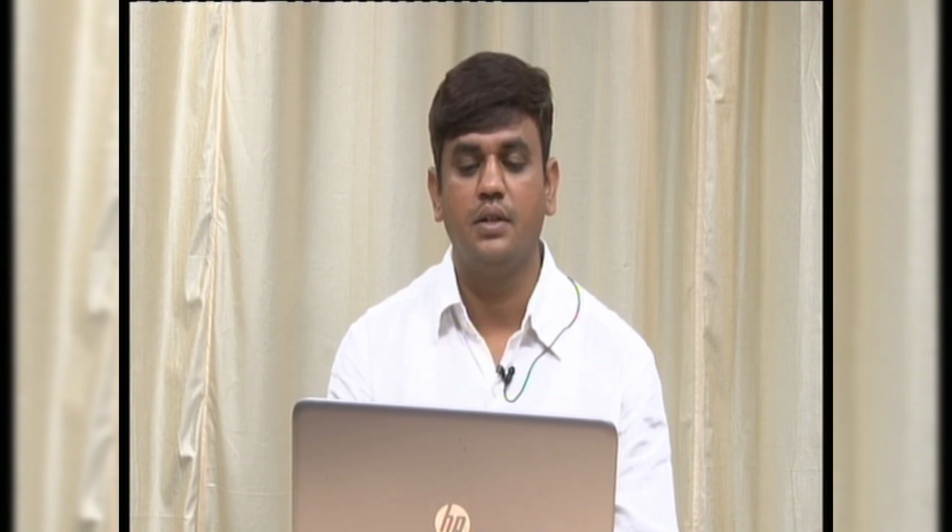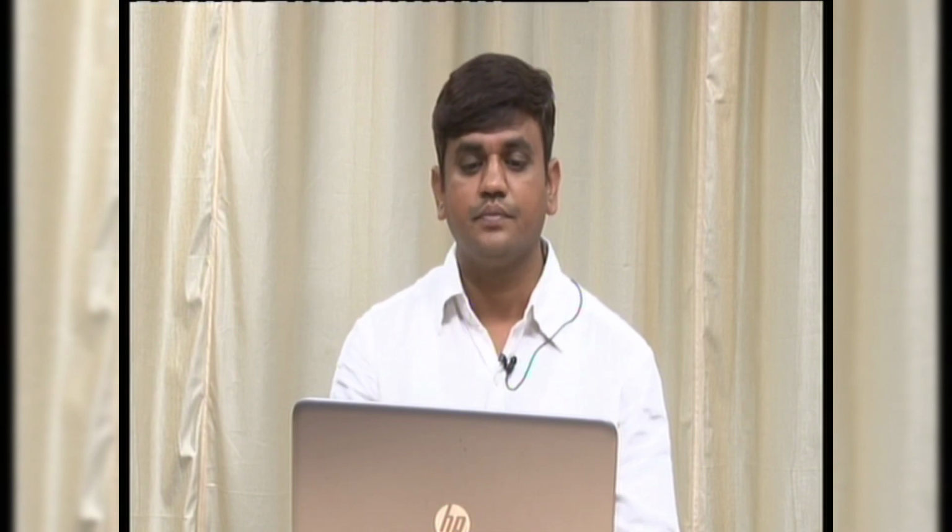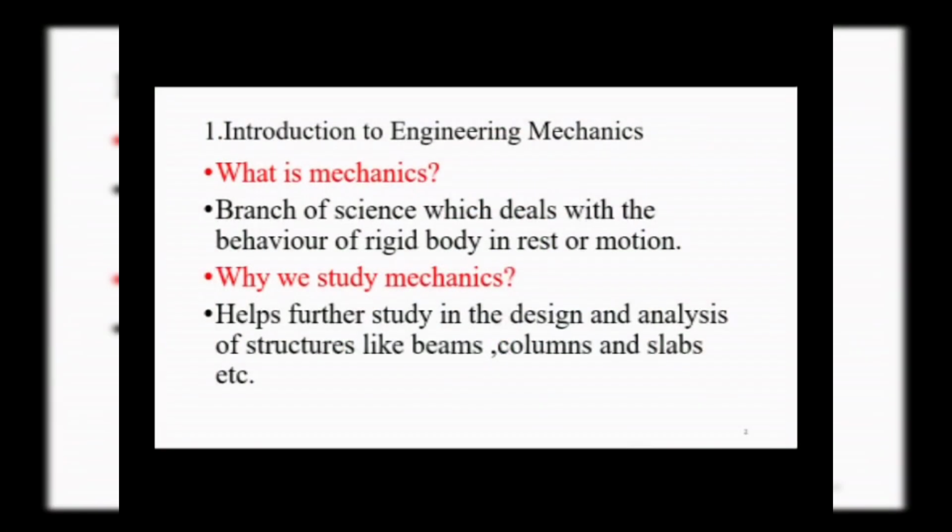Under the strength of materials subject, a civil engineering subject, let us learn about the first chapter, Introduction to Engineering Mechanics, session 1. What is mechanics? Mechanics is a branch of science which deals with the behavior of a rigid body at rest or in motion. Why do we study mechanics? By studying mechanics, we can further study the design and analysis of structures like beams, columns, slabs, etc.